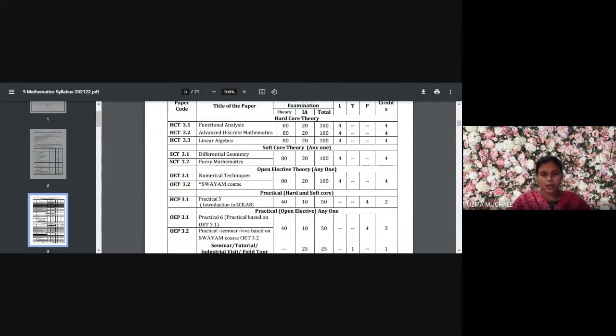HCT means hardcore paper, you cannot change this one. And HCT 3.2, 3 in the sense it is for semester 3, point 1 means the semester 3 first paper. Okay. And you know the pattern, it is 80-20, that means 20 marks are for internal and 80 marks are for the theory. Okay.